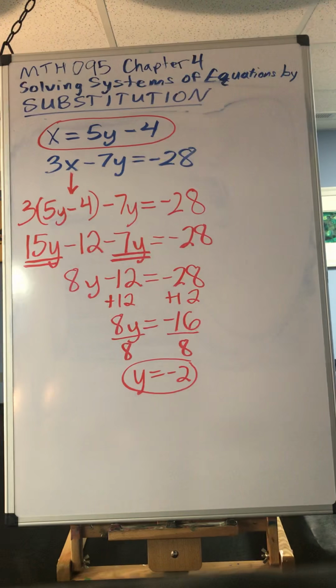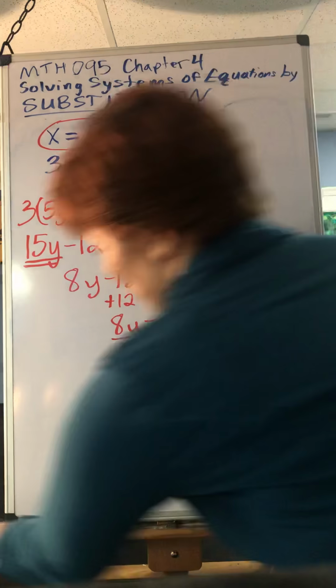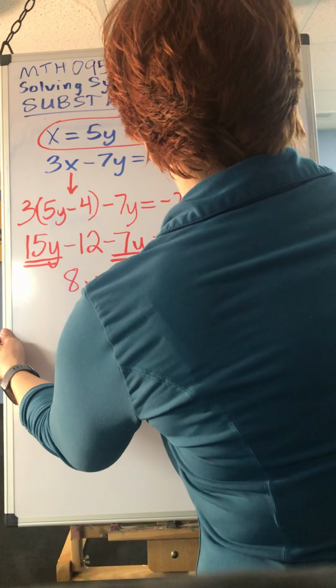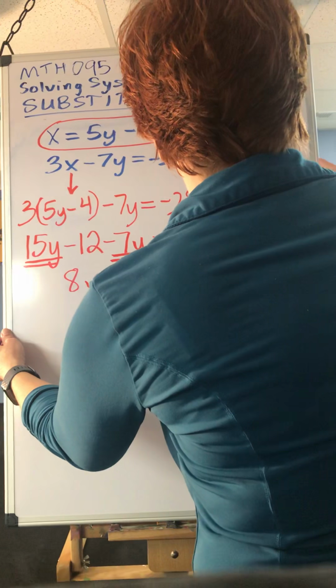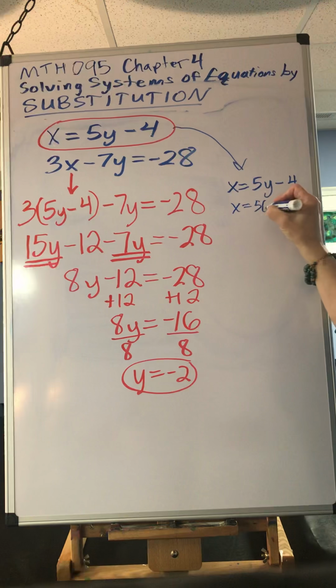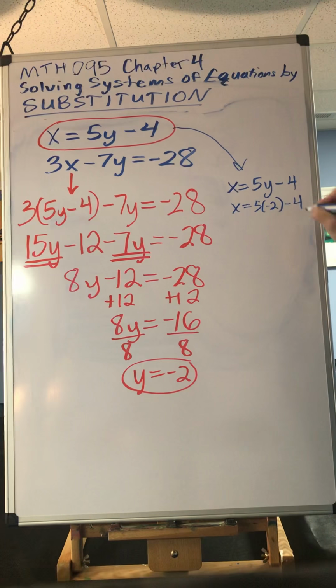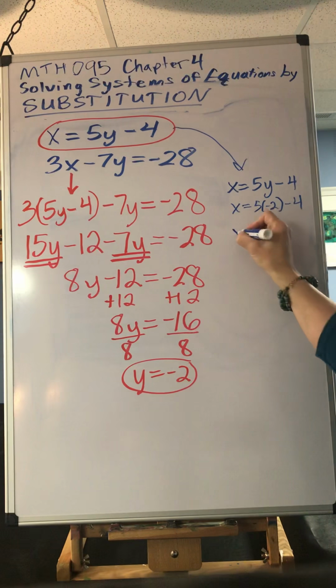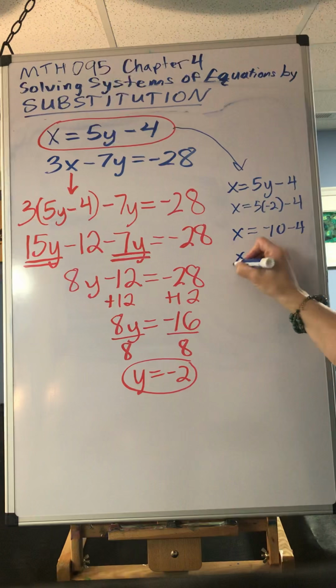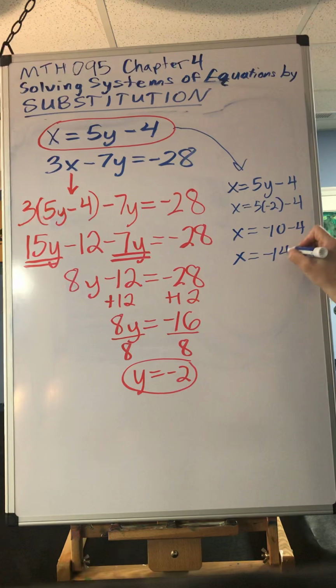Are we done? Of course not, because at this point all we have is y, and we need to go back and find x. And I like to use the circled equation. To me, that's the easiest one to use. So I'm going to take the circled equation, x is 5y minus 4, and I'm going to make my substitution for y. So x is 5 times negative 2 minus 4. 5 times negative 2 is negative 10. Negative 10 minus 4, the signs are the same, so I get negative 14.